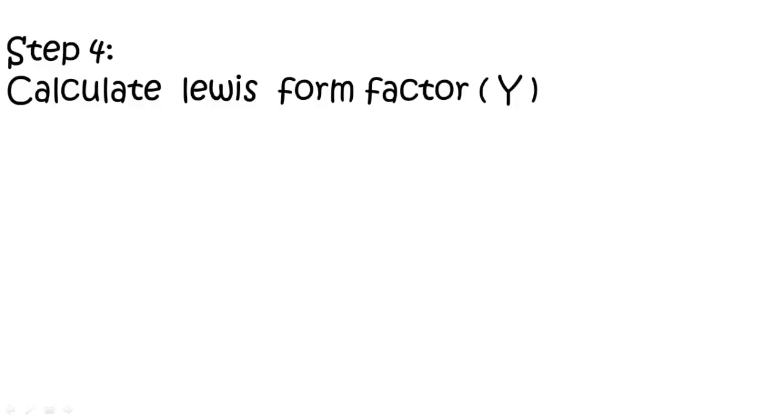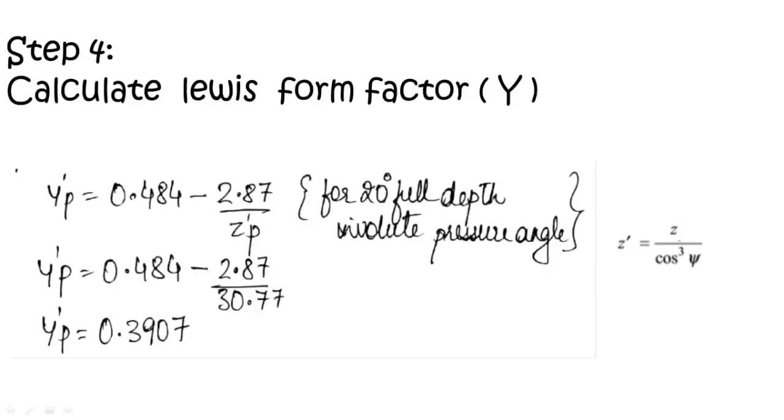Now fourth step is to calculate the Lewis form factor capital Y, right? So we have already calculated the virtual number of teeth Z dash P, that is 30.77. So I'll put down into the formula of 20-degree full depth involute pressure angle. So Y dash P is 0.484 minus 2.87 upon Z dash P for 20-degree full depth involute pressure angle. Remember, this formula is not given there in Bhandari Design Data Book. For every pressure angle, you have to remember the formula for Lewis form factor capital Y. So I'll get Y dash P after calculation as 0.3907.